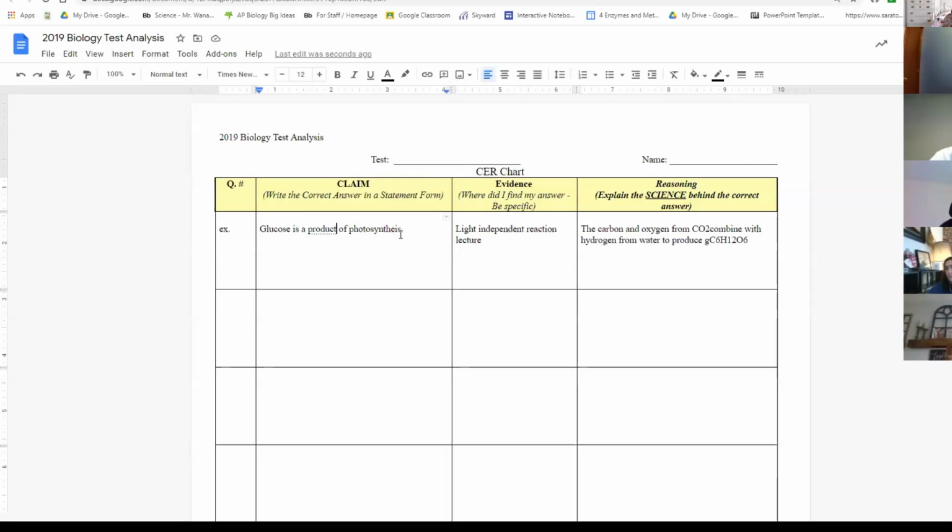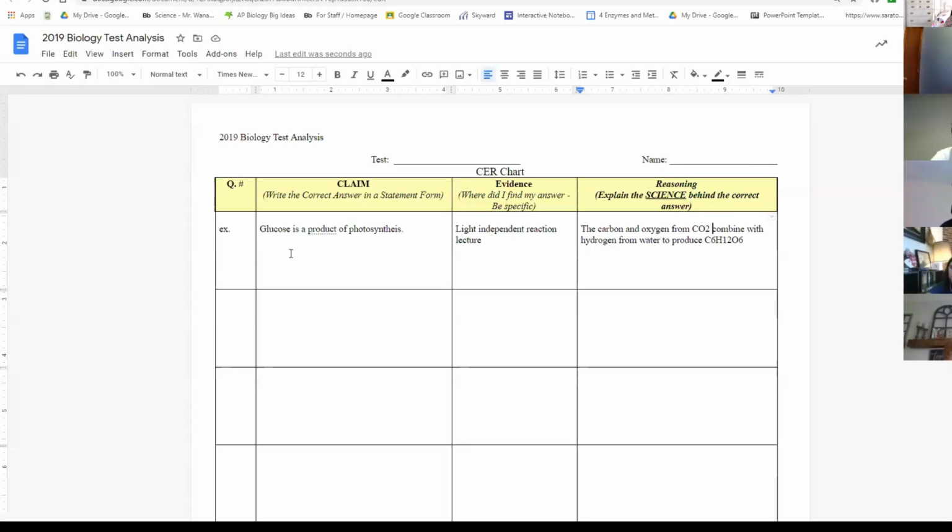Okay, so you're correcting the statement in the question that you got wrong, and then giving the reasoning behind it. So what's the science behind the correct answer? This shows me your understanding of concepts. So glucose, C6H12O6, has the carbon from CO2 and the hydrogen from water used to make the C6H12O6. So some sort of statement that supports my claim.